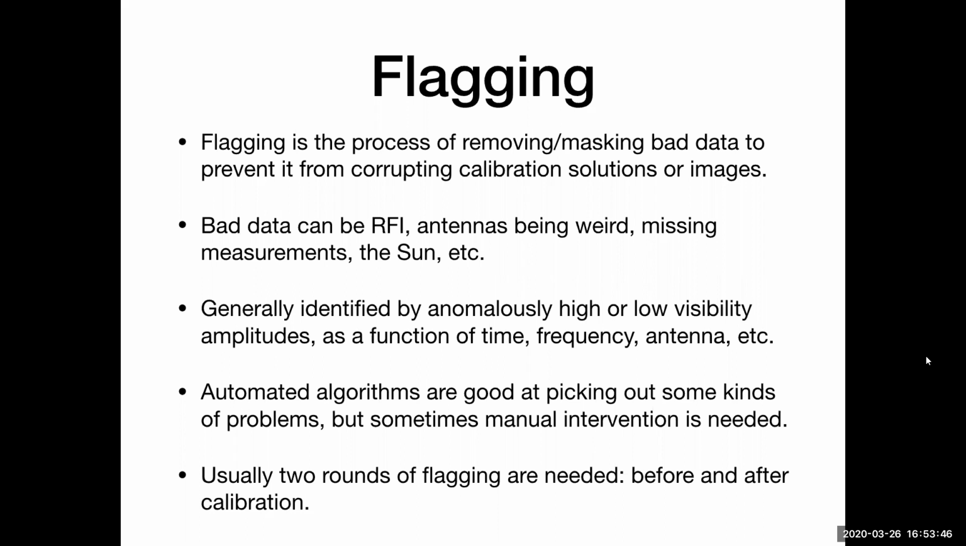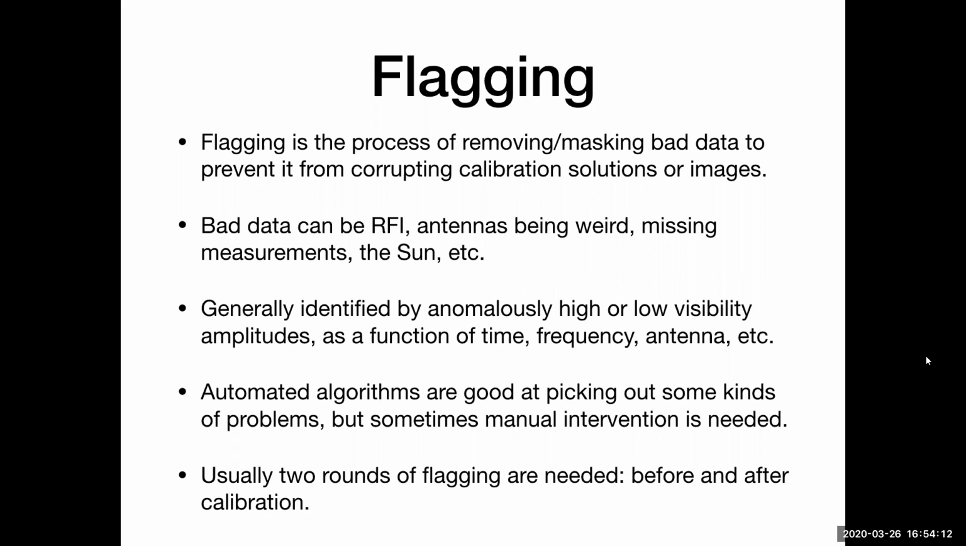And so there are a lot of different possible causes. Man-made interference is a big one. Sometimes antennas can just be weird and they can glitch out or turn off or do different things. There can be data lost because of this. Something shuts off for a minute or something. The sun can be a problem, although you usually can predict ahead of time where it's going to be and try to avoid it.